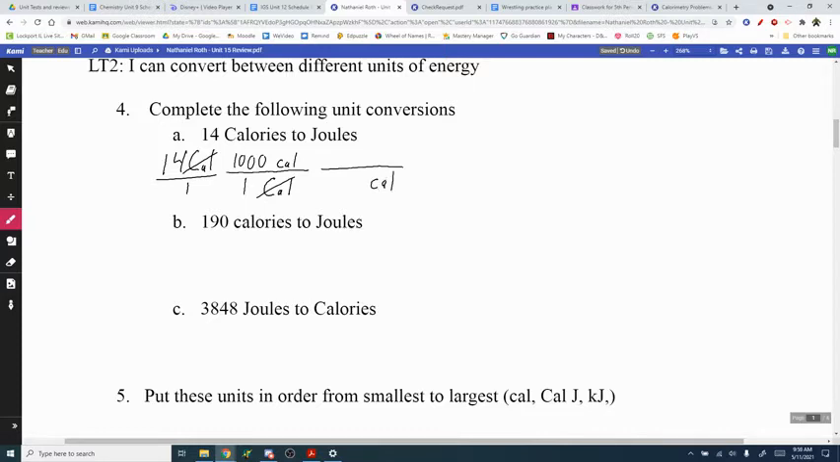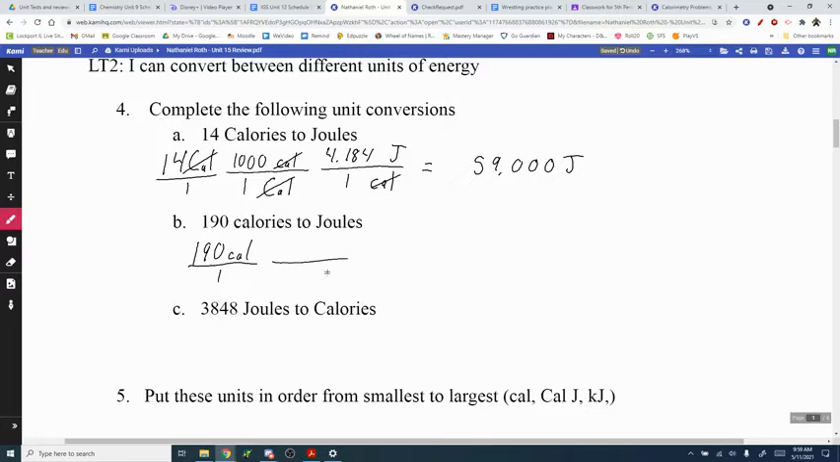Little calories on bottom, joules on top. There's 1 little calorie per 4.184 joules. Little calories cancel out. We're left with joules. That is where we want to be. We do our math and we get 59,000 joules. All right, so next we have 190 little calories to joules.